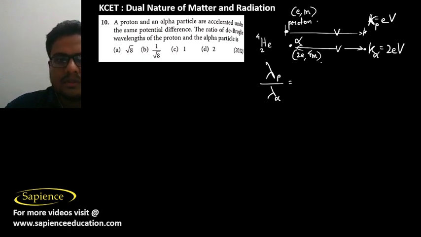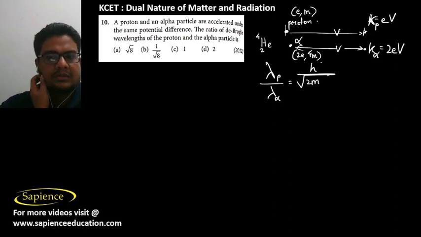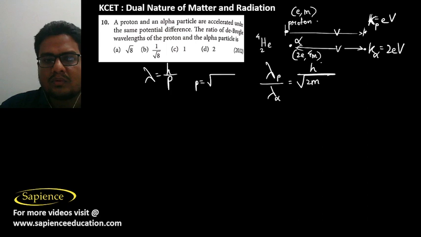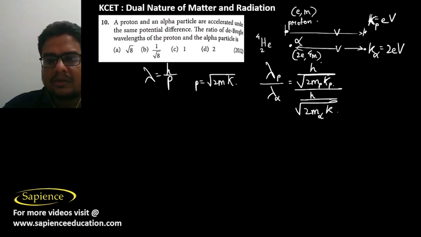Now, the de Broglie wavelength of the proton by the de Broglie wavelength of the alpha particle will be equal to h by square root of 2m into kinetic energy. Since you know that lambda is equal to h by p, but p is equal to root over 2 into mass into kinetic energy. So it is h by root over 2 into mass of proton into kinetic energy of proton, divided by h by root over 2 into mass of alpha particle into kinetic energy gained by alpha particle. So h and root 2 will cancel. That will be root over m alpha into K alpha divided by mp into Kp.